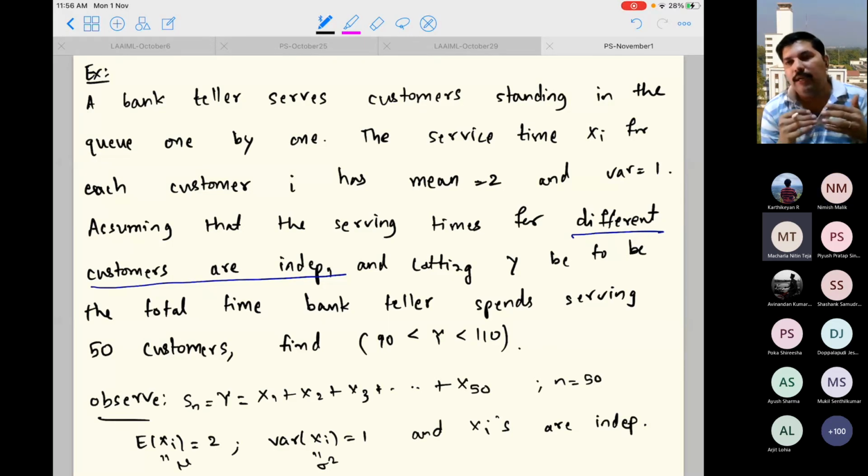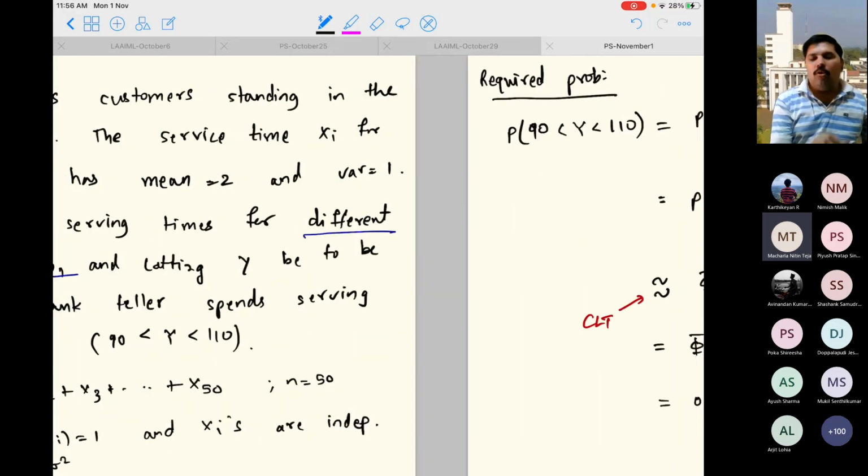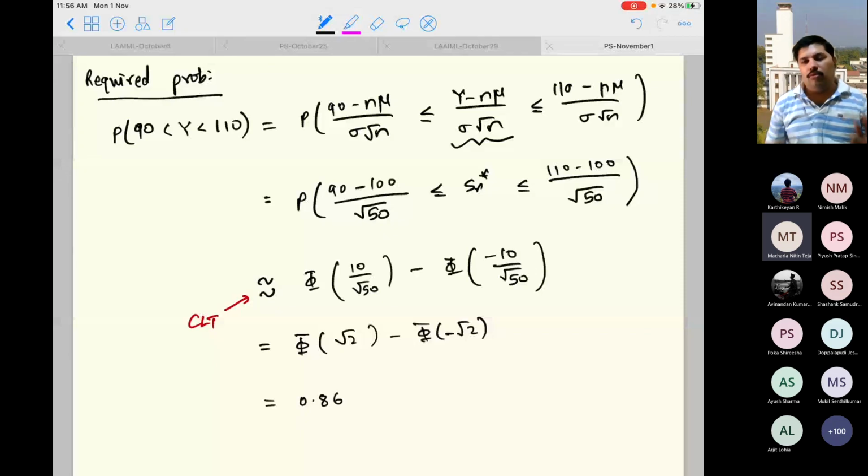When you are approximating a discrete random variable by a continuous random variable using central limit theorem, in that case you will require continuity correction. But if you have a continuous random variable and you are approximating it with normal 0, 1, another continuous random variable, you do not require continuity correction. So I have not used continuity correction, so I think the value is not 0.86. It will be 0.842. That's the value that you will get in this case.